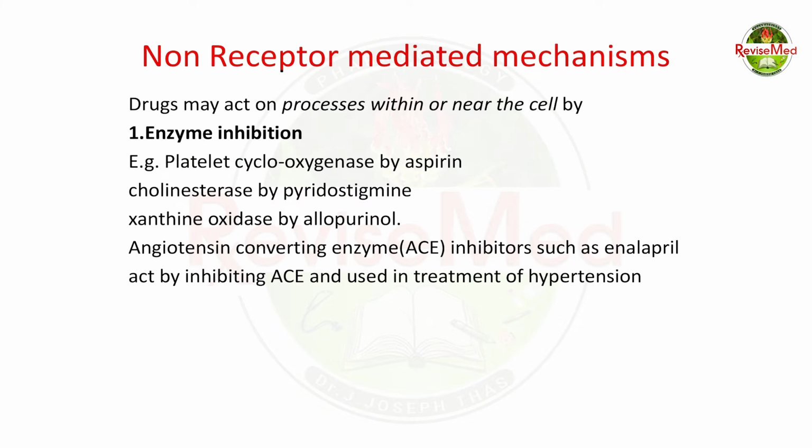Now coming to non-receptor mediated mechanisms, drugs may act on processes within or near the cell by 1. Enzyme inhibition. Example, platelet cyclooxygenase inhibition by aspirin. Then cholinesterase inhibition by pyridostigmine. Xanthine oxidase inhibition by allopurinol in gout. Angiotensin converting enzyme inhibitors such as enalapril act by inhibiting ACE, angiotensin converting enzyme, and are used in treatment of hypertension.